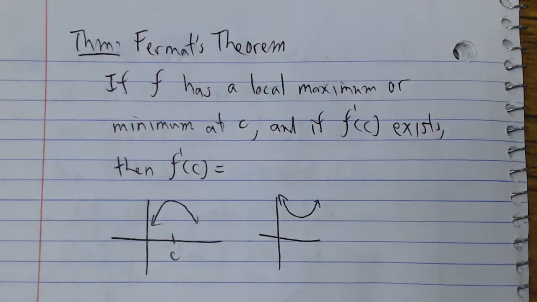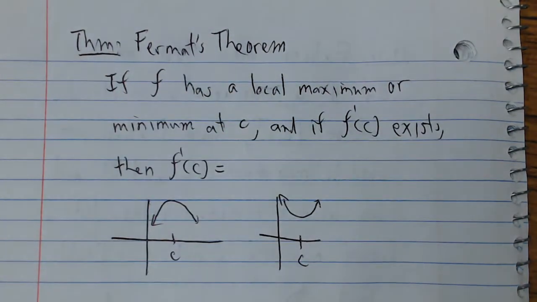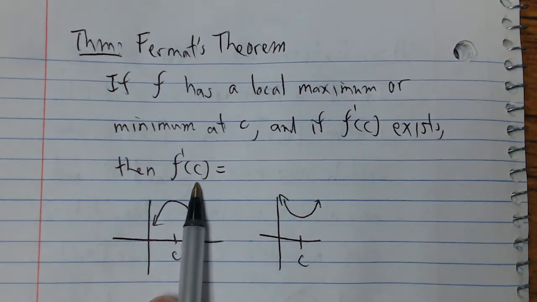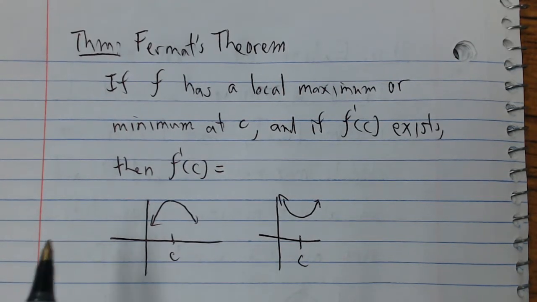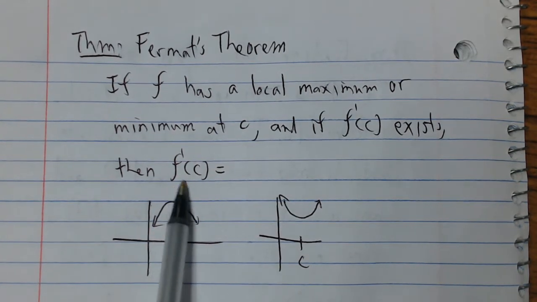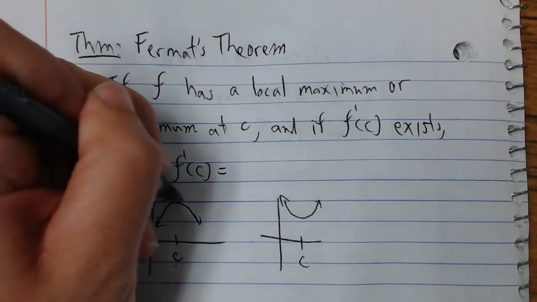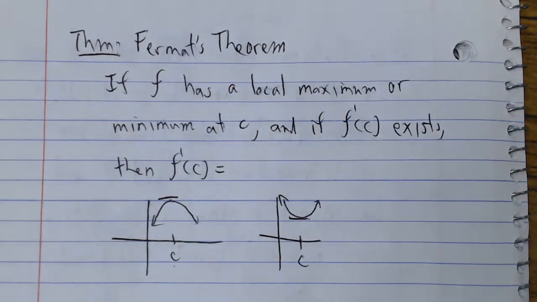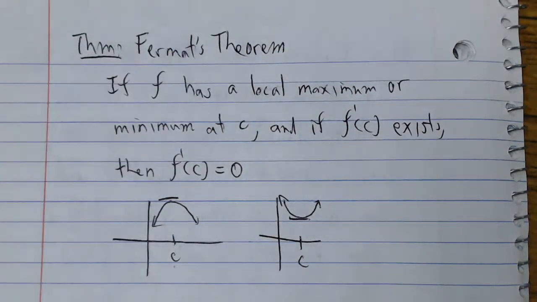So we're saying it doesn't matter if it's a local max or a min at C. What could you say? Think about it. f prime of C. What would f prime of C be in these pictures? By definition, what do we know? Isn't this the slope of the tangent line at x equals C to the curve? So if I were to draw the slope of my tangent line here and here, what do you notice? What must f prime of C be? If my tangent lines are horizontal, then f prime of C must be 0.